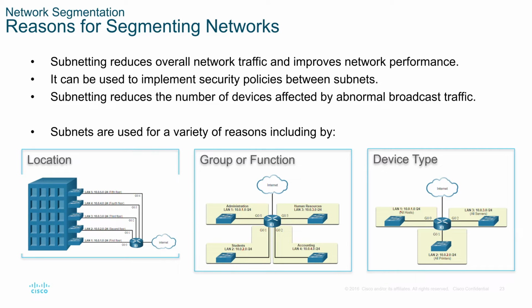There are many reasons why we should segment our networks. It reduces the overall network traffic and improves network performance. We can then use it to implement security policies between subnets. It also reduces the number of devices affected by abnormal broadcast traffic. And some of the variety of reasons: location, group or function, or device type.